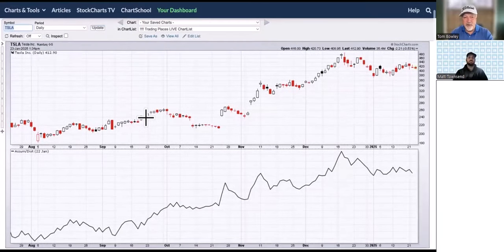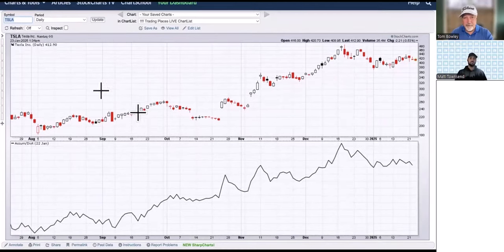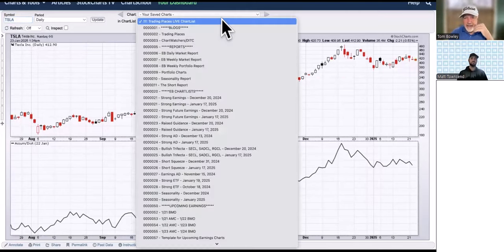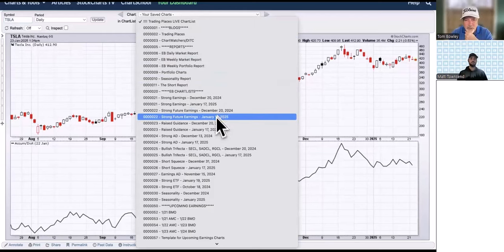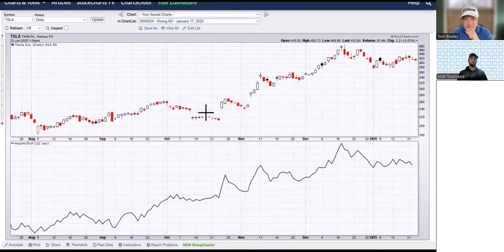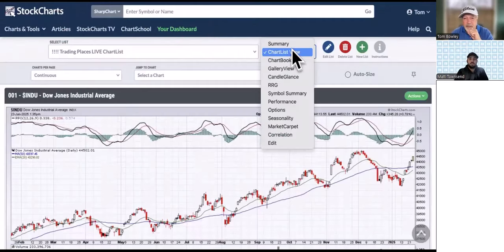And so now this is my new CandleGlance chart that if I pulled it up over here, which again, I think it's not showing. Yeah, it's going to reorder all my stuff. But if I hit something on the chart list that says CandleGlance, it'll go find that preset button and the chart style for me and add it. So let's go into the strong earnings chart or the strong AD chart list. And let's go to view all. And then let's go to CandleGlance.